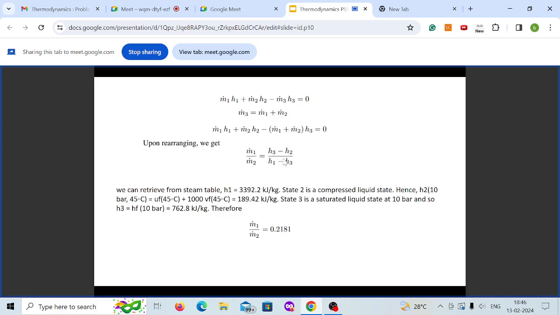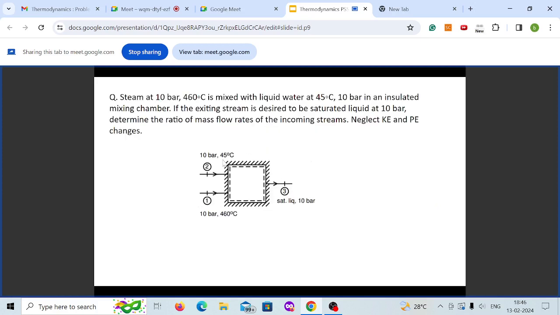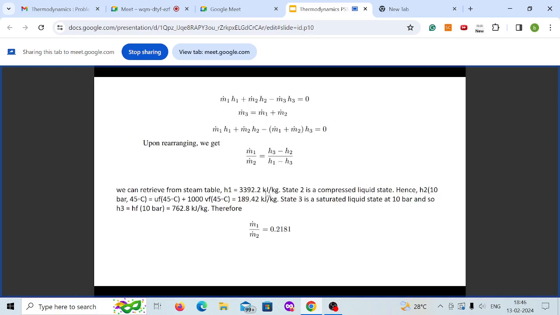So now we know all three conditions of the fluid, so we'll go back to the steam table and get the values: for water at 10 bar and 45 degrees, for steam at 10 bar and 460 degrees Celsius, and the saturated liquid enthalpy at 10 bar. From the steam table, H1 is 3392.2 kilojoule per kg. Now state 2 is a compressed liquid state.